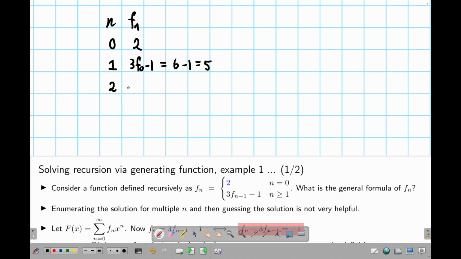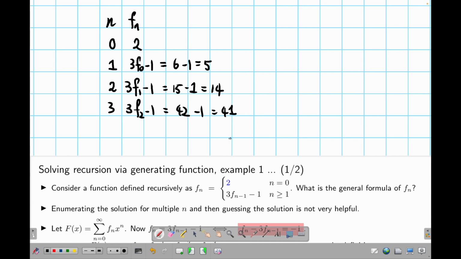Okay, if n is 2, what do we have? We have 3 f1 minus 1. f1 is 5, so we have 3 times 5, that means 15, minus 1, that means 14. Okay, what about n is 3? We have 3 f2 minus 1. So what is f2? It's 14. 14 times 3 is 42, minus 1 is 41. So you can keep going on.